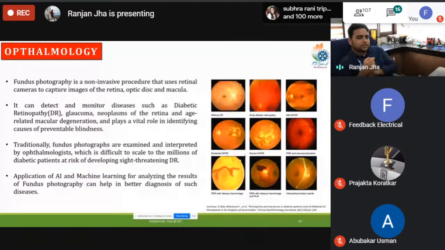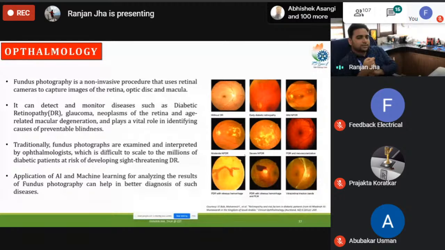In this area nowadays, fundus photography is a non-invasive procedure that uses retinal cameras to capture images of the retina, optic disc, and the macula. On the right side, you can see an image of the retina. It can detect and monitor diseases such as diabetic retinopathy, glaucoma, neoplasm of the retina, and age-related macular degeneration, and plays a vital role in identifying causes of preventable blindness.